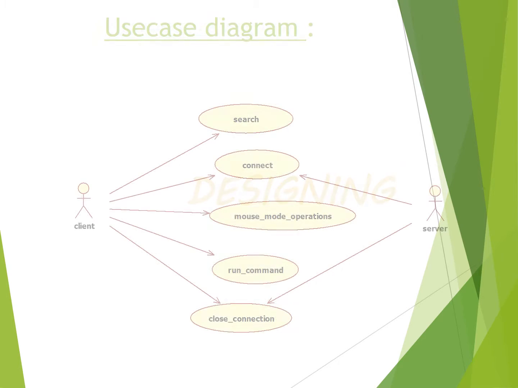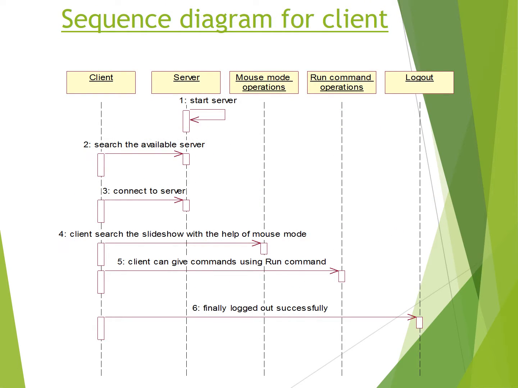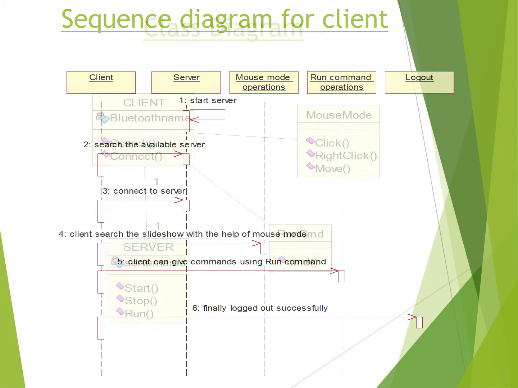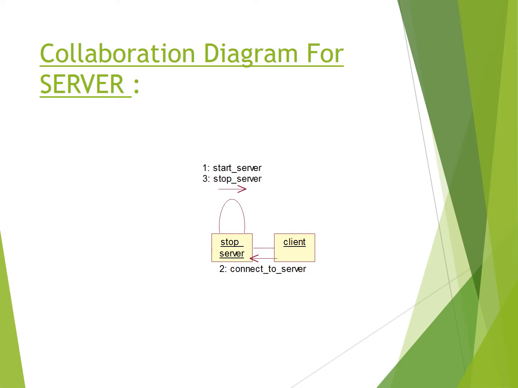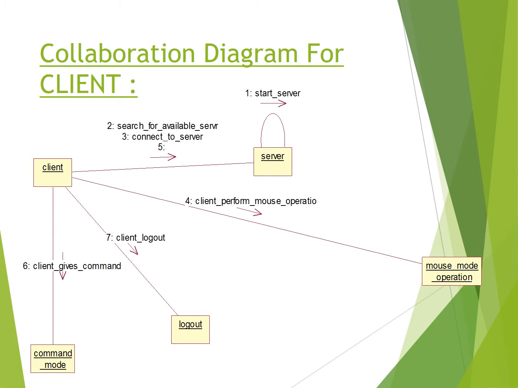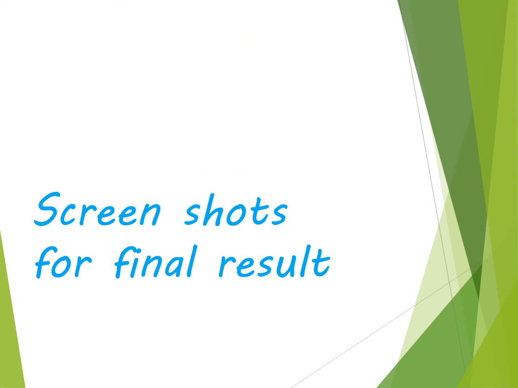And coming to the design of our project, we have the use case diagram, the sequence diagram for the server, and the sequence diagram for the client. We also have the class diagram, the collaboration diagram for the server, the collaboration diagram for the client, and the activity diagram for the server.